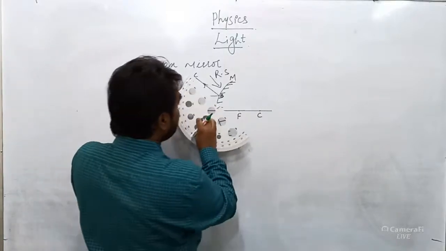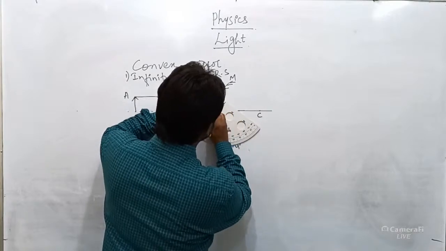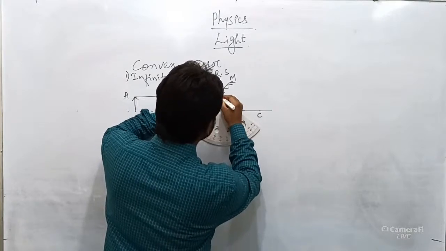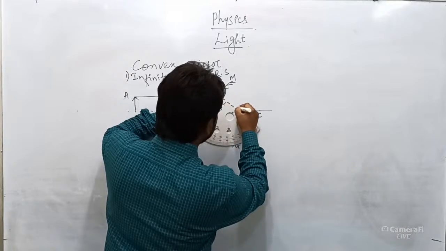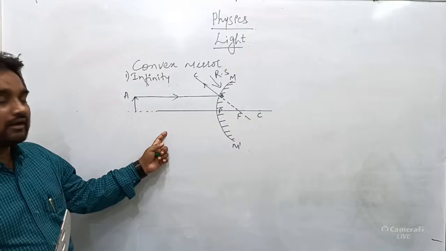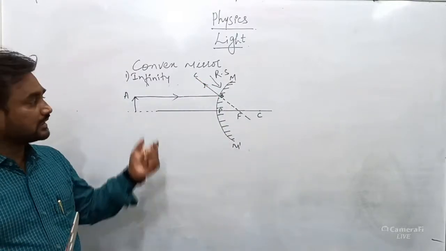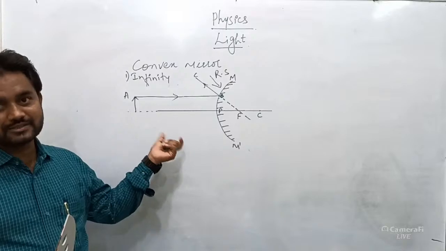Now if I extend this reflected ray, you find the reflected ray is passing through F, because the incident ray was parallel to the principal axis. Therefore, the reflected ray must pass through the principal focus. That is one of the rules for the spherical mirror.